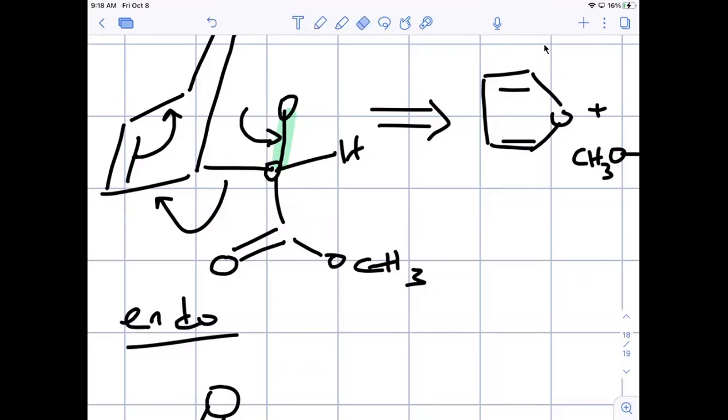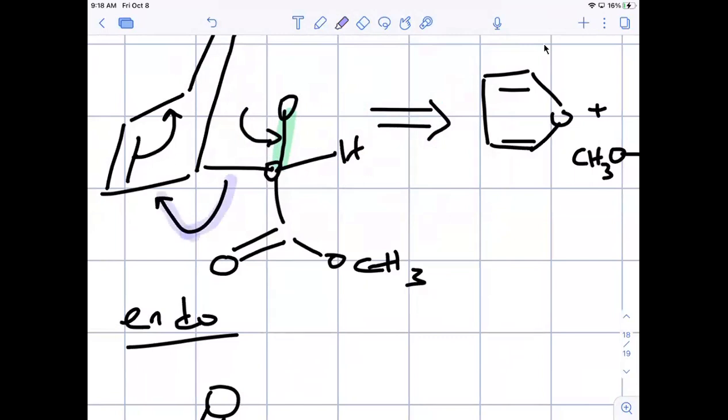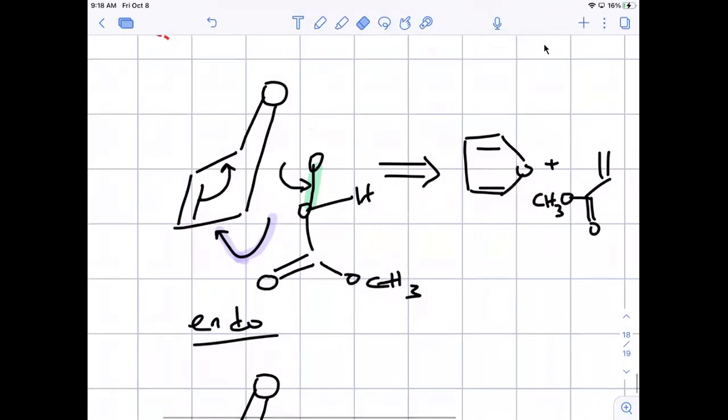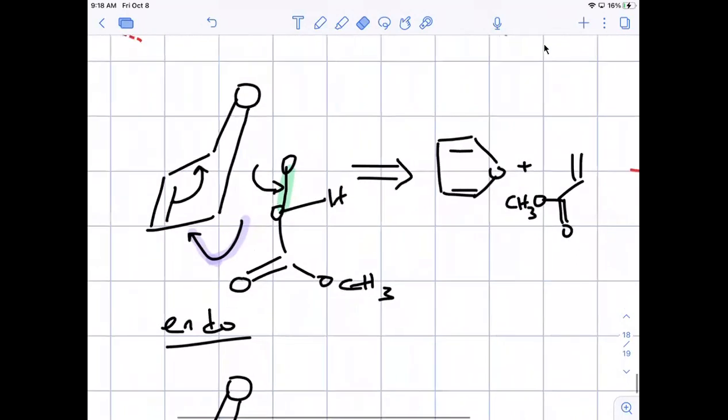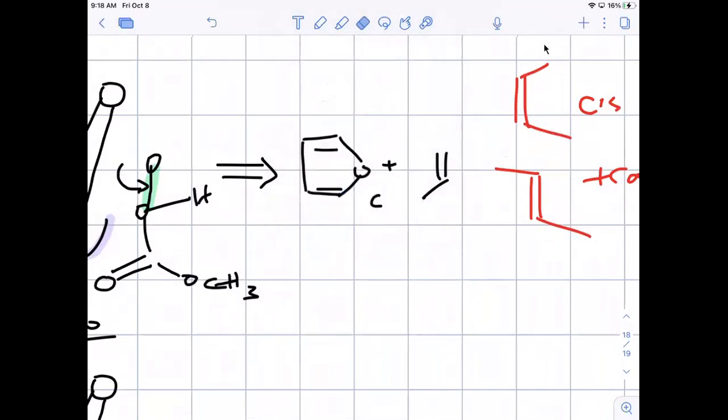By the same token, this arrow right here means I'm breaking this bond. You see it or no? Okay, I see it now. Thank you. I probably should have drawn it. As a matter of fact, I'm gonna fix it. I'll put the ester on the other side. That might make it clearer.